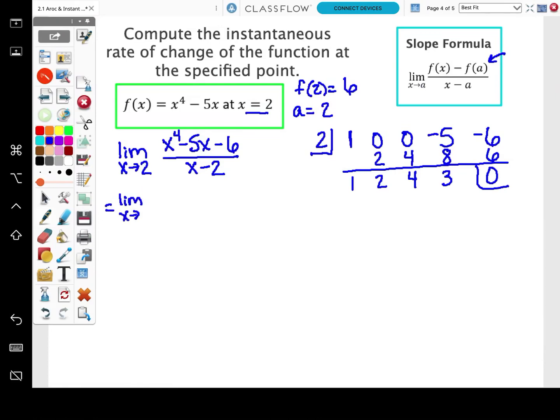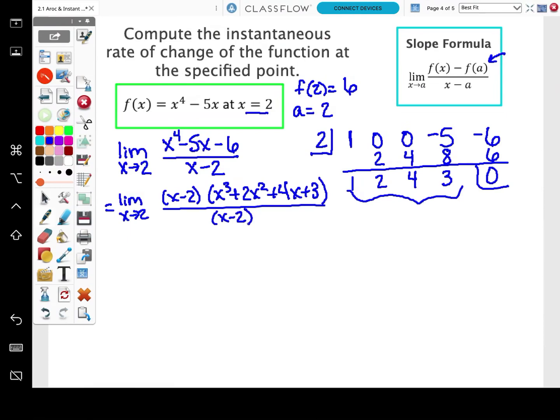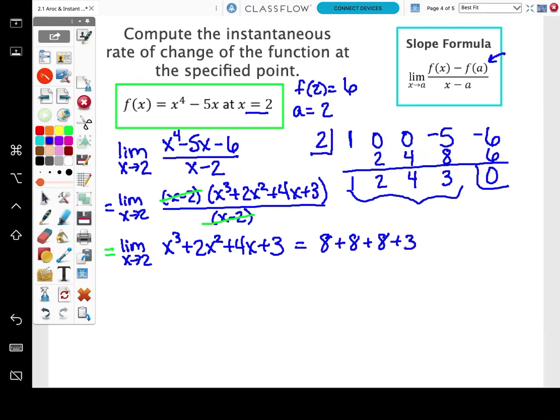Now we know that that numerator here factors into x minus 2, and this cubic polynomial that we found through synthetic division. Okay, never could I have factored that without synthetic division, so I put this example in on purpose to remind you of synthetic division. And now I'm going to do my limit as x approaches 2 of x cubed plus 2x squared plus 4x plus 3, because I eliminated that problem of x minus 2 in the denominator. So 2 cubed, 8, 4 times 2 is 8, another 8, and 3. This limit appears to be 27.